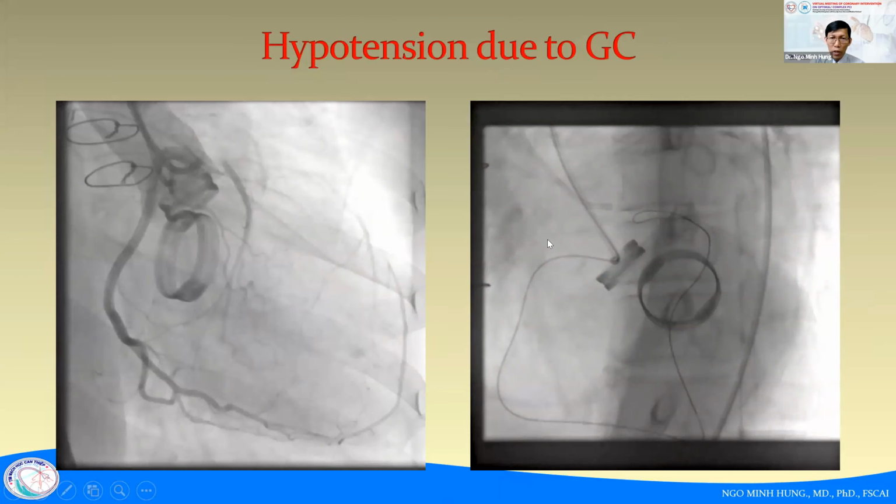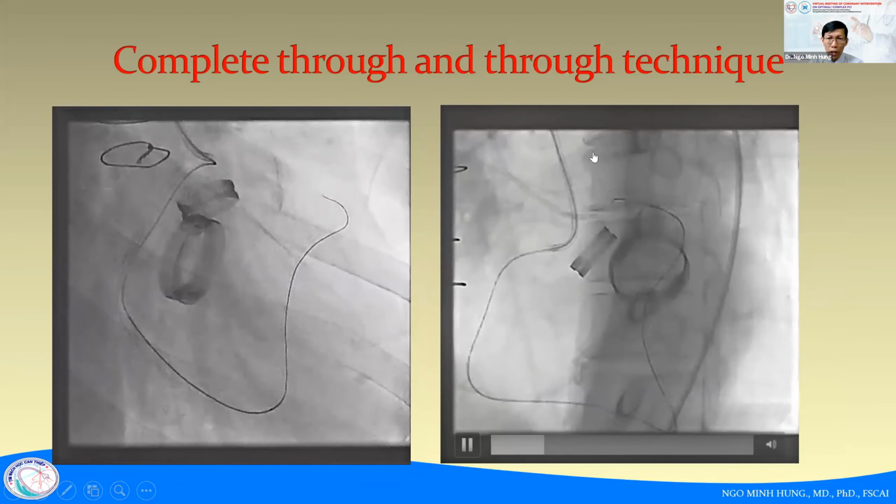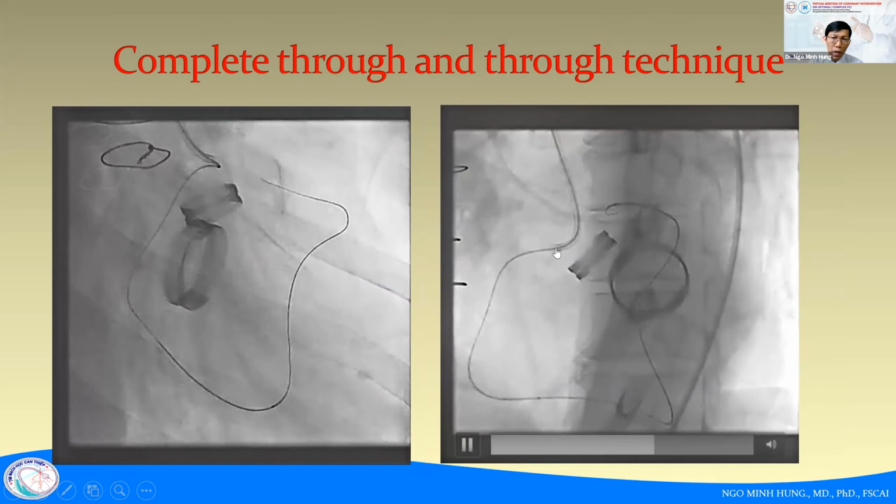During the procedure, as I showed before, I used the AL in order to get strong enough backup to go from the right to the left side. But during the procedure, the patient developed hypotension. I checked the pressure; the pressure from the guiding was okay, but the pressure was very low. So I looked at the picture: the guiding catheter was compressing on the aortic valve like this. So I had to change the guiding catheter, and we went back to the JR.